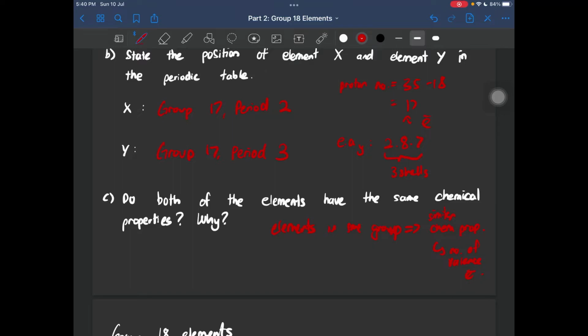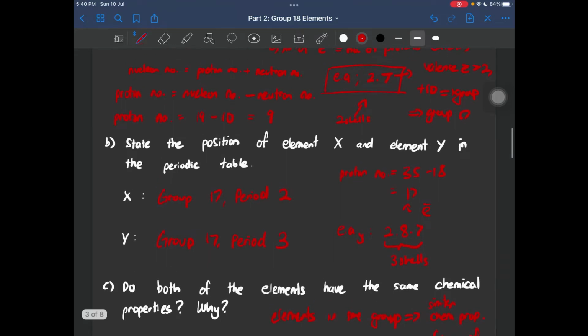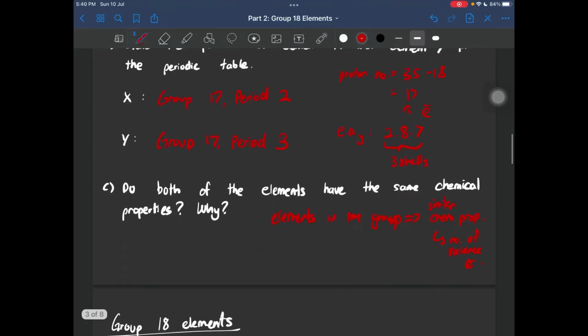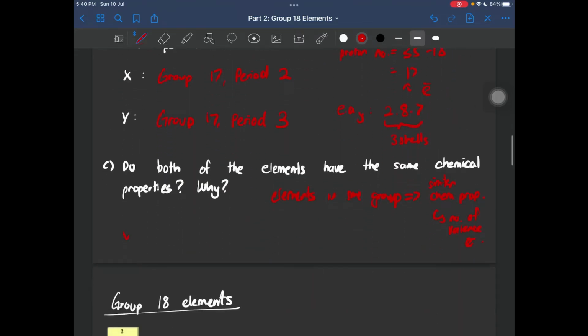So do both of the elements have the same chemical properties? Well, yes, because looking at the electron arrangement, or even looking at the group of the elements, we know that yes, they do have the same chemical properties. And this is because they have the same number of valence electrons. So if this question comes out in your examination, you will know how to answer it.